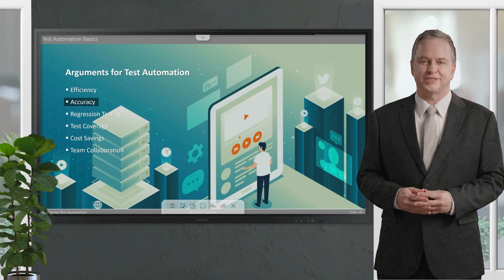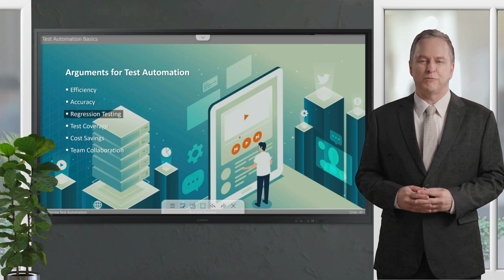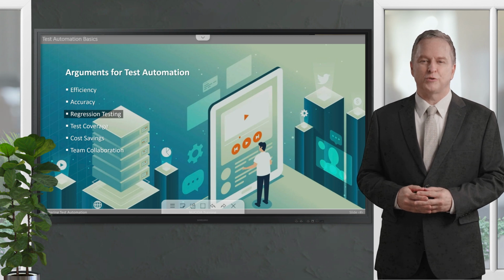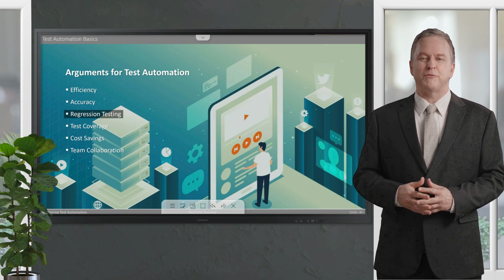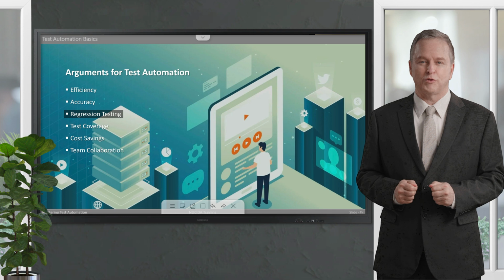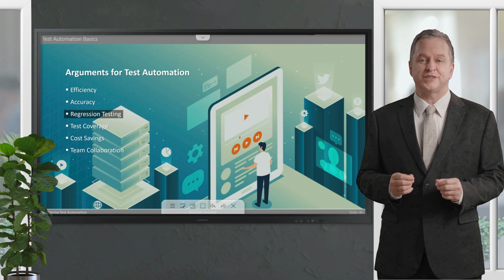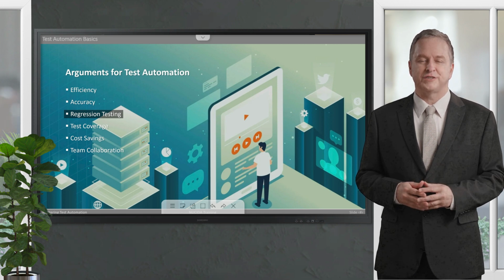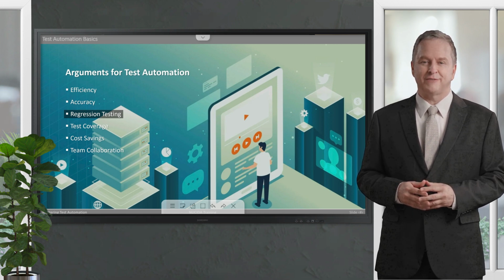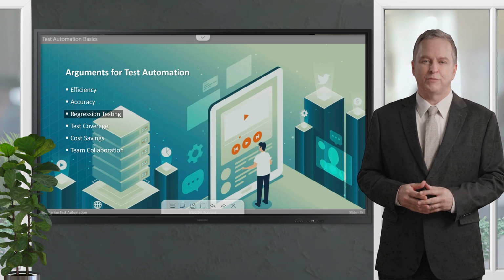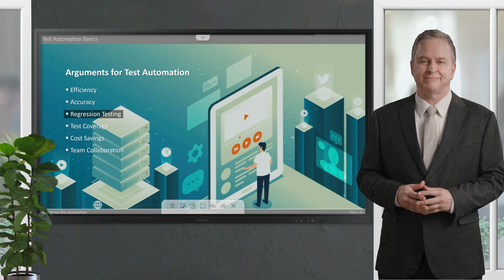3. Regression testing. As software evolves and new features are added, regression testing becomes critical to ensure that existing functionality remains intact. Manual regression testing can be time-consuming and error-prone. Test automation allows for the creation of comprehensive regression test suites that can be executed effortlessly, guaranteeing that previously tested functionality continues to work as expected.